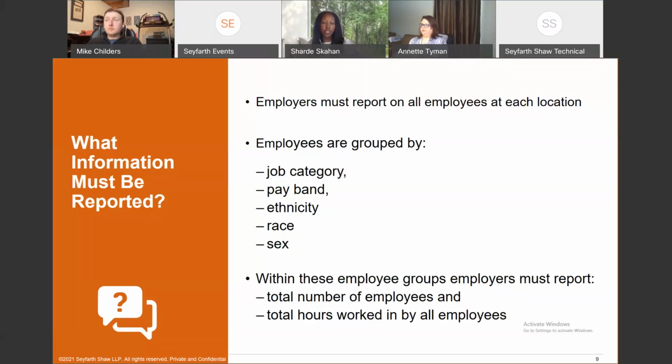Within these employee groups that you're going to create based upon what your workforce looks like, you're also going to be reporting the total number of employees within that grouping and the total number of hours worked by all of the employees within that grouping as well. All of that is going to be input into that Excel spreadsheet that you'll complete and then upload for the reporting. Now I'll turn it over to Mike.